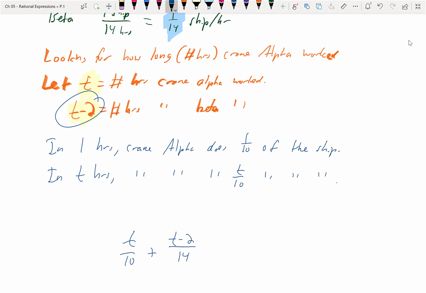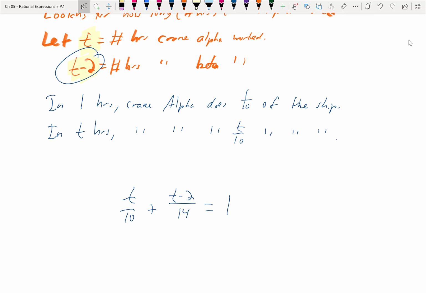T over 10 represents the fraction of the job that the first one completes. T minus 2 over 14 represents the fraction of the job that the second one completes. The two fractions added together should equal one complete fraction of a job, which we just define as one ship. Each of the other pieces was a fraction of a ship, how much of the ship is unloaded.